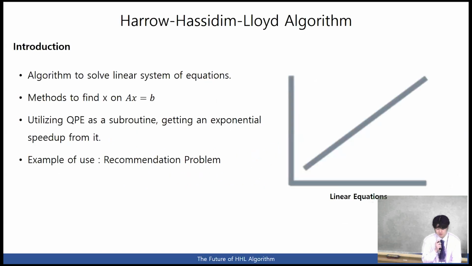From now on, I'm going to explain what the HHL algorithm is, but I'm not going to explain deeply because of limited time. The HHL algorithm is named after Harrow, Hassidim, and Lloyd, who made this algorithm in 2009. It is an algorithm to solve a linear system of equations, a method to find x in Ax equals b. To solve this in a quantum system, we transfer this into a quantum model, and we utilize QPE as a subroutine and get an exponential speedup from that. I'm going to explain the usage of this with an example, a recommendation problem.